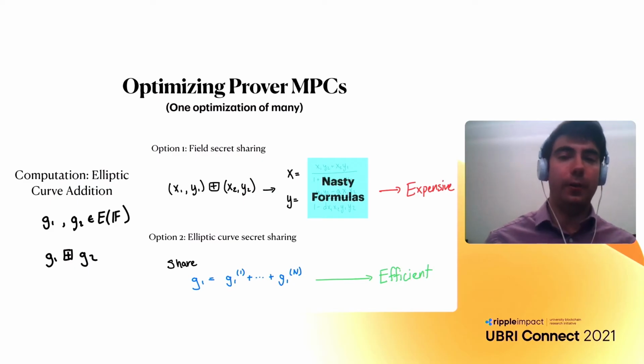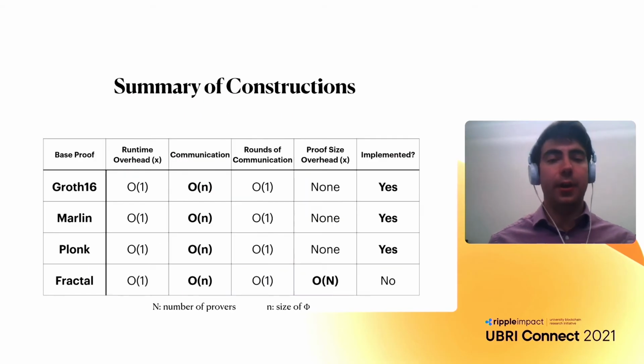We, of course, use a number of other optimizations as well. The upshot of all these optimization techniques is that we're able to take 4 different base proof systems, 4 standard zero-knowledge proofs, Groth16, Marlin, and Plonk, as well as Fractal, and we're able to transform them into collaborative proofs. And generally speaking, we're able to do this very efficiently. All of our collaborative proofs incur only a constant amount of overhead compared to their base zero-knowledge proof.